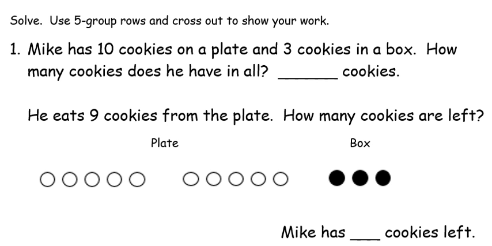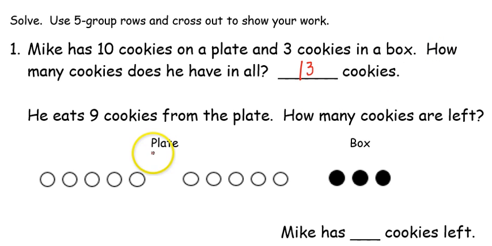Question number 1 says Mike has 10 cookies on a plate and 3 cookies in a box. How many cookies does he have in all? Well, 10 plus 3 is 13, so we'll fill in the first blank with 13 cookies. The next question says he eats 9 cookies from the plate. How many cookies are left?